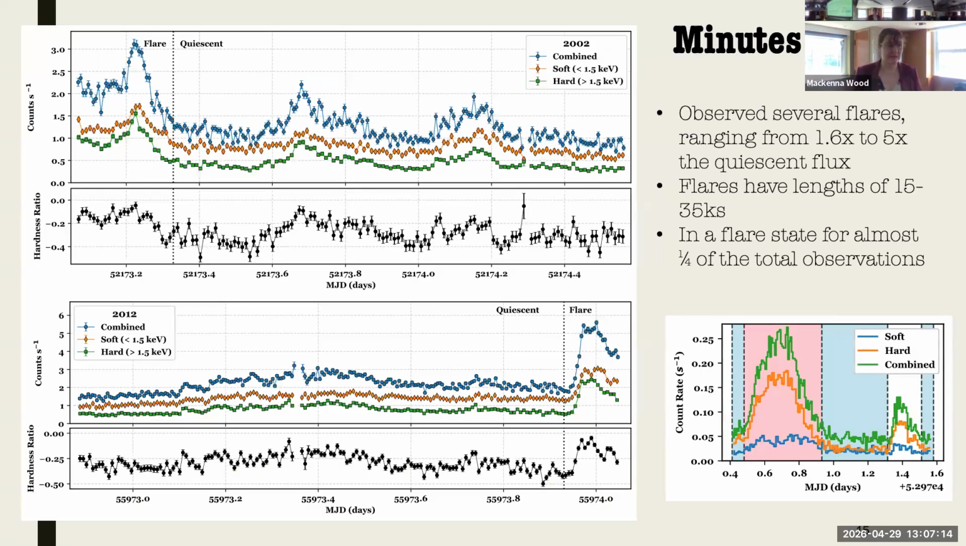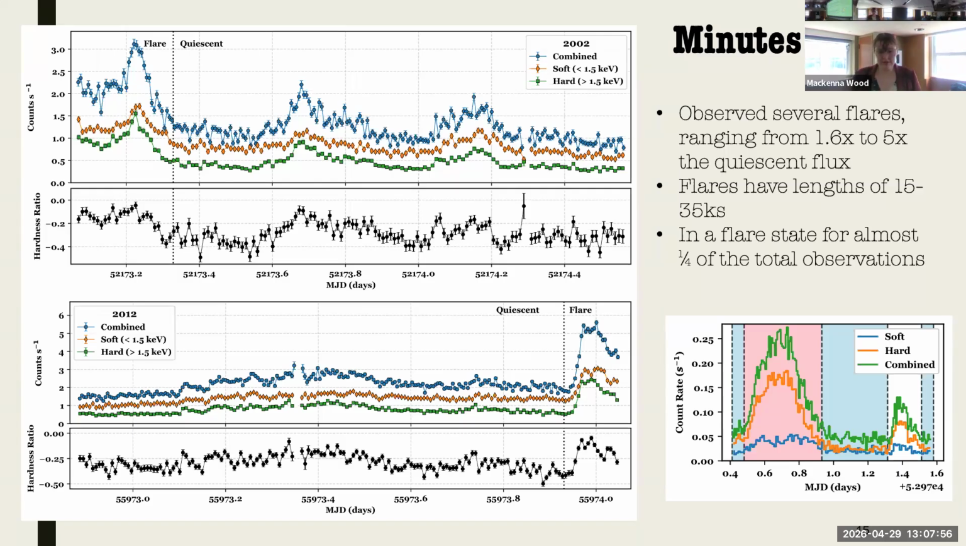So to look at these different time scales of data on the star, we can look at the minutes to hours. So these are our individual observations. The XMM Newton observations are the ones here, 2002 on the top and 2012 on the bottom, and this is Chandra over here. And here we can observe a whole bunch of flares ranging from about 1.5 to about 5 times the quiescent flux in height. These flares have lengths between about 15 and 35 kiloseconds, meaning that in total, this star, and this is SU Auriga, was in a flare state for almost a quarter of the total period of time that we were observing it for. So there's a lot of changes on these sort of minute timescales.